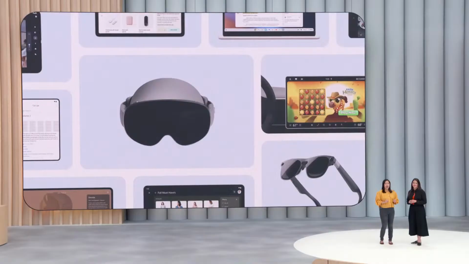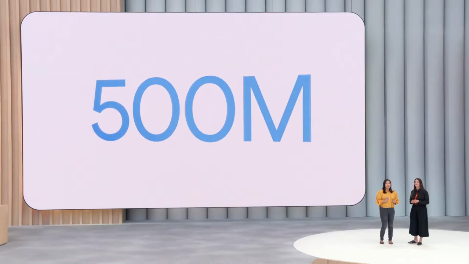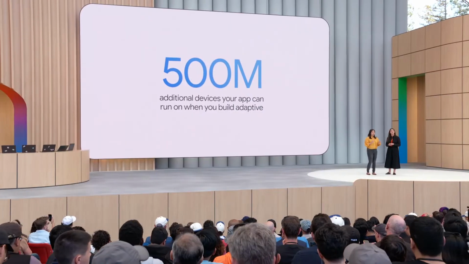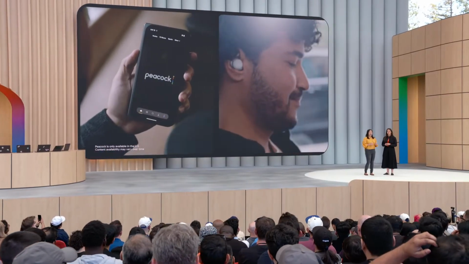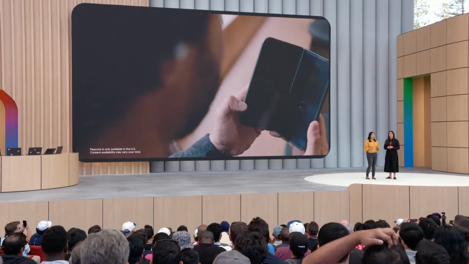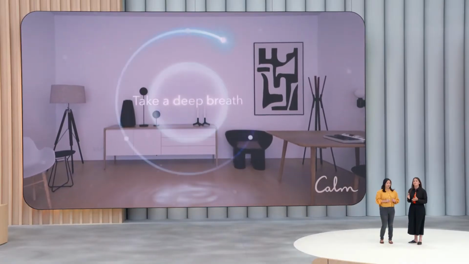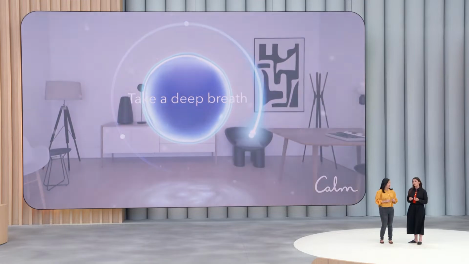I love seeing when my apps look great across all of my Android devices. Once an app is adaptive, we unlock access to more than 500 million devices they can run on. We're already seeing incredible experiences with partners, whether it's Peacock, who put in the work to create a strong adaptive experience for their large screen app, and as a result, get a really nice XR app. Or like Calm, who easily extended their Compose app to create multi-sensory mindful experiences only possible with XR.